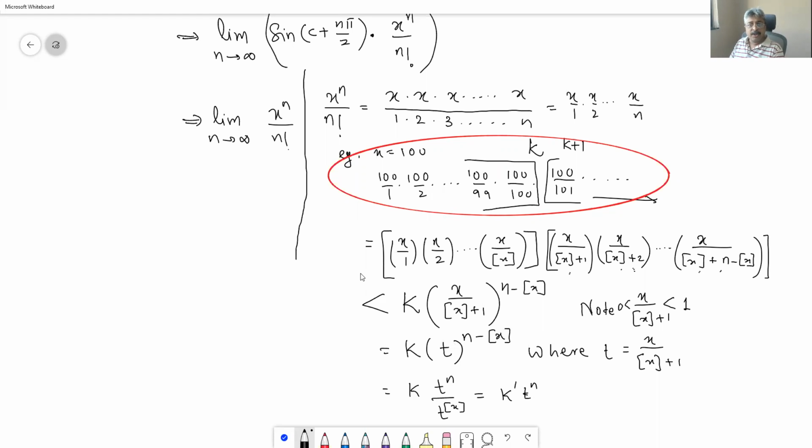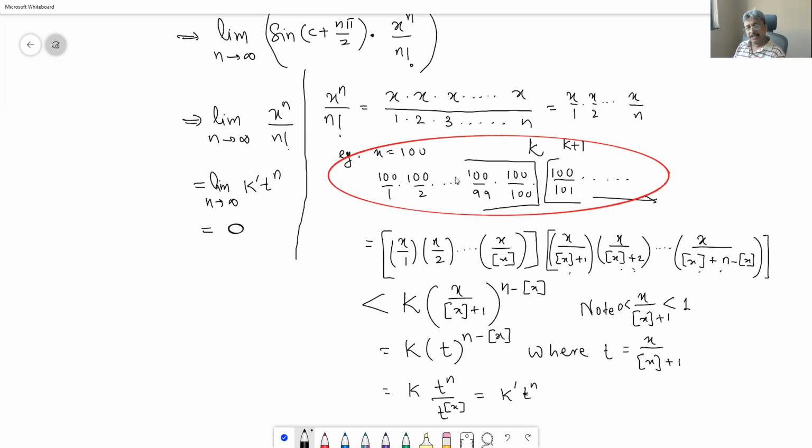And now if we take the limit of this, that is going to be equal to the limit as n tends to infinity of k dash t raised to n. As n tends to infinity, t being less than 1, the answer is 0. Check whether you have understood. Break it up into the final details.